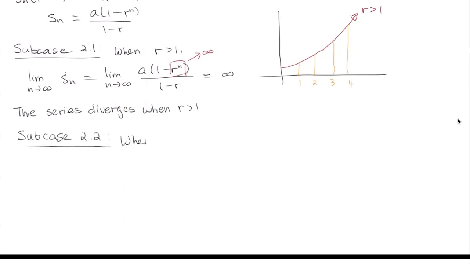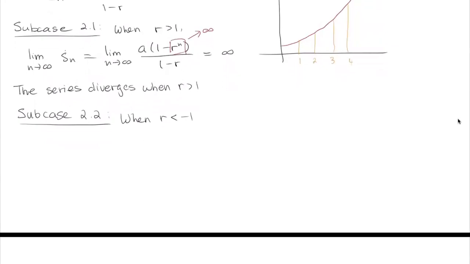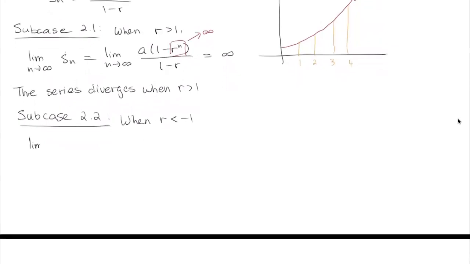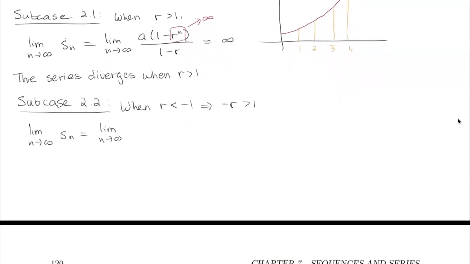So here, when r is less than -1, I'm choosing -1 this time. You'll see why in a little bit. By taking the limit as n approaches infinity of Sn, so we have the limit as n approaches infinity. Now I could also write this as -r to be greater than 1, right? So that means I could write this as a times 1 minus (-1) to the n, r to the n, divided by 1 minus r.